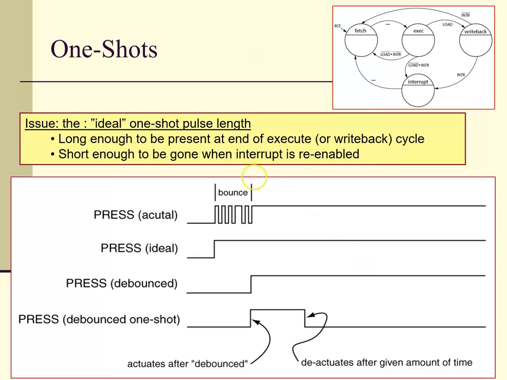So what we want to do here is, we've already debounced this thing. So it looks like this. We debounced it. The resulting signal looks like this. So it turns on. But what I want to do is control how long it turns on for. Therefore I have the ability to keep it the exact amount of time, so it's not too short so I miss it, and it's not too long so I process the interrupt twice. I don't want to do that.